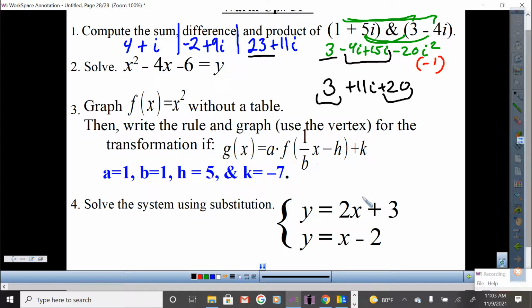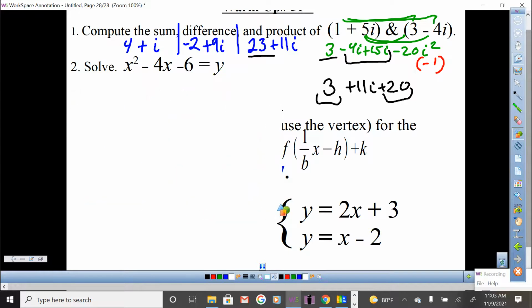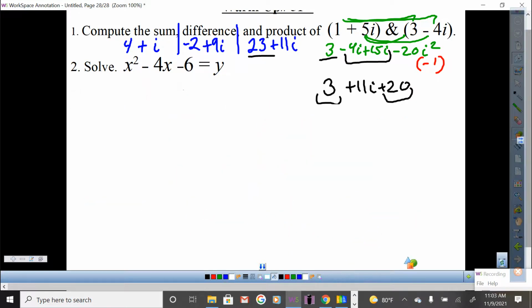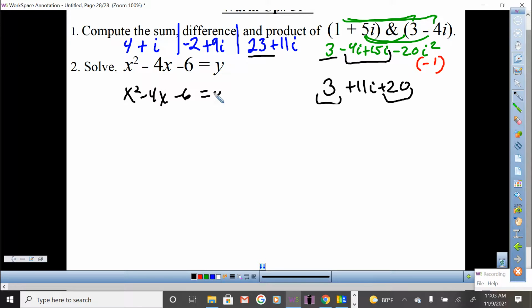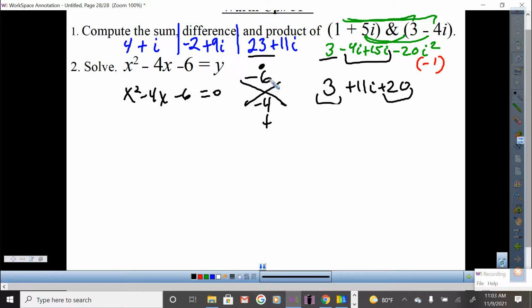Now, the reason I'm going over this one is because there was one very similar on the pop quiz the other day, right? First thing we do is set it equal to 0. x squared minus 4x minus 6 equal to 0. From there, the very first thing that you think of is to factor. What two numbers multiplied give me negative 6 that when you add them give us negative 4?